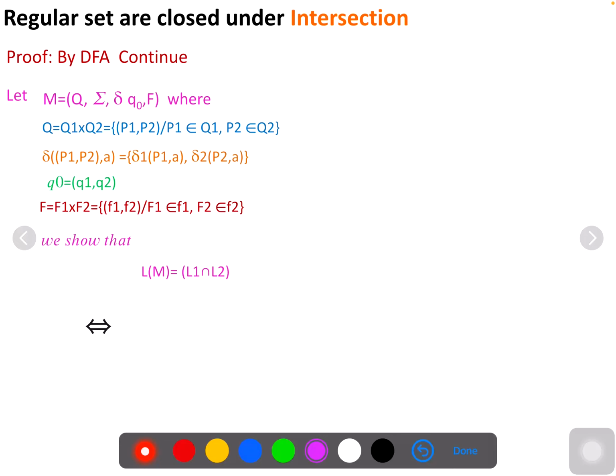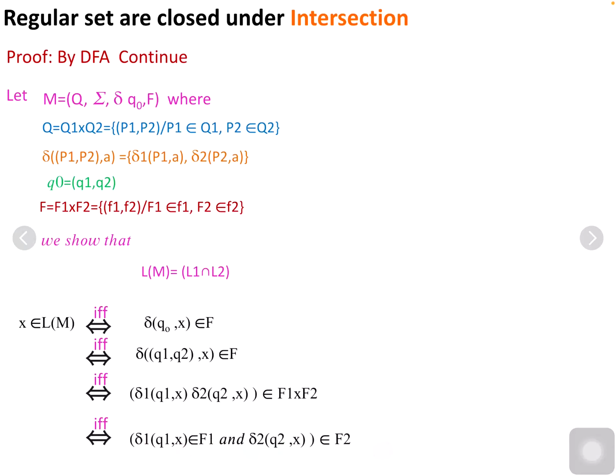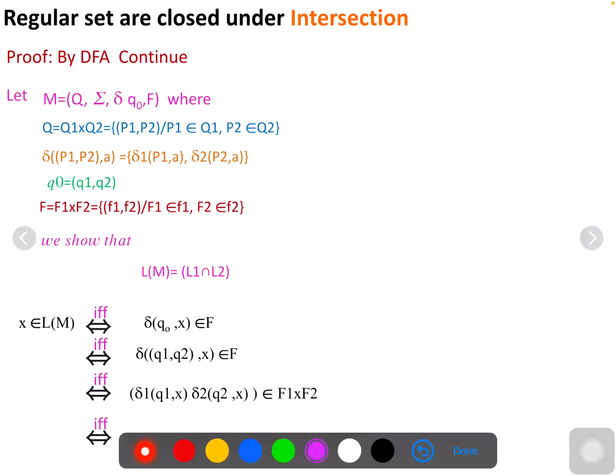Then you can take this statement. Here it is: x belongs to L of M if and only if delta of q0, comma, x belongs to F. Then what is q0? The q0 is (q1, q2). In q0 you have to replace it by delta of (q1, q2), x belongs to F.